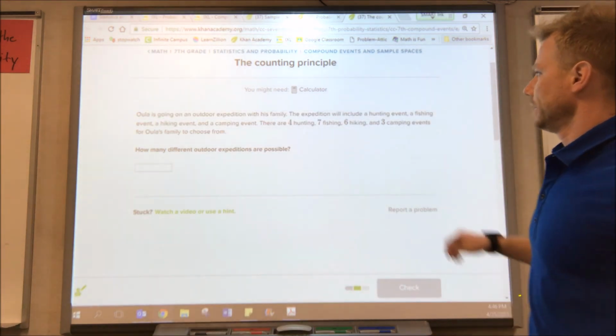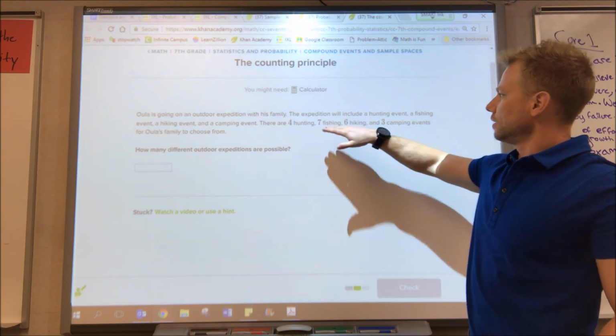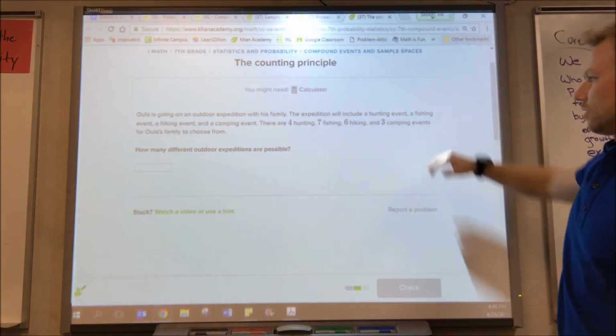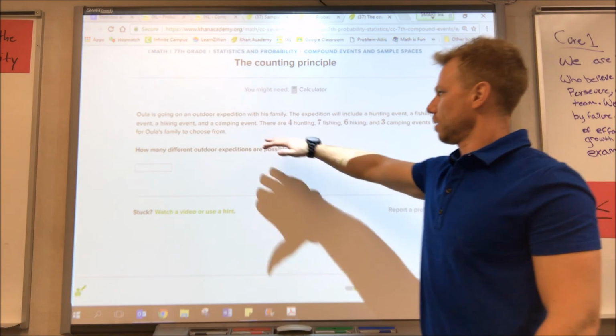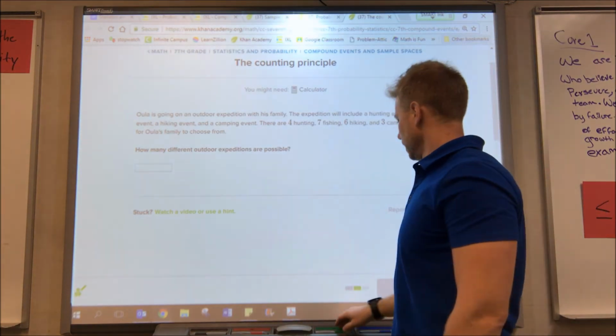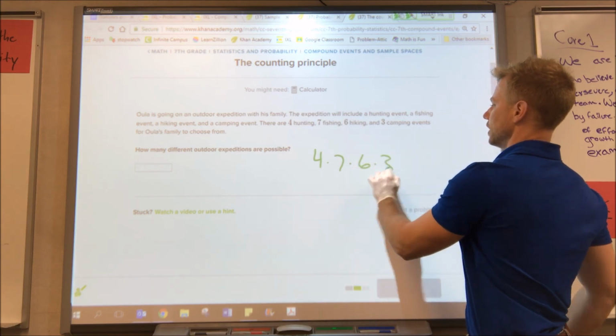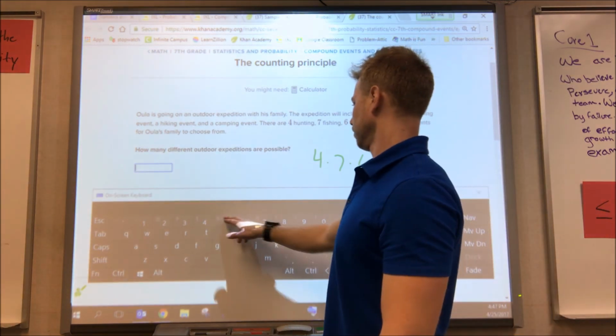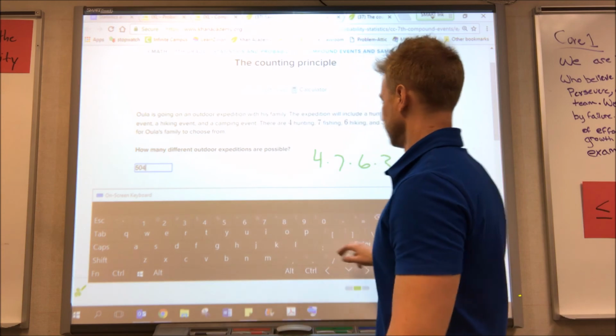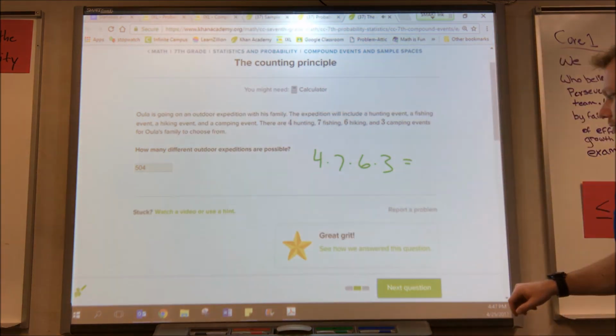All right, we have 7 hunting, 7 fishing, 6 hiking, and 3 camping events for this family to choose from. How many expeditions are possible? Again, we just multiply all those together and we get 504 different combinations.